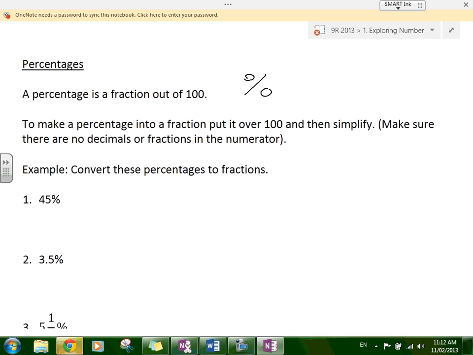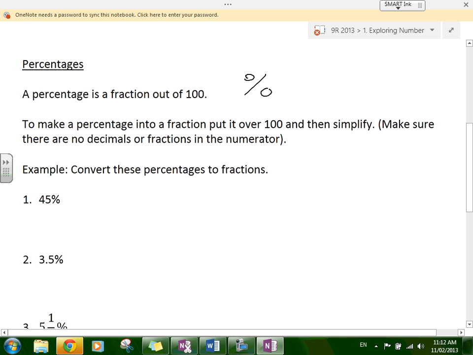Okay, so to make a percentage into a fraction, put it over 100 and then simplify. If you have a percentage, you just make that the numerator, with a denominator of 100, and then simplify. If you don't want to do it, the calculator does it for you, but you should be aware what a percentage actually is. And make sure there are no decimals or fractions in the numerator.